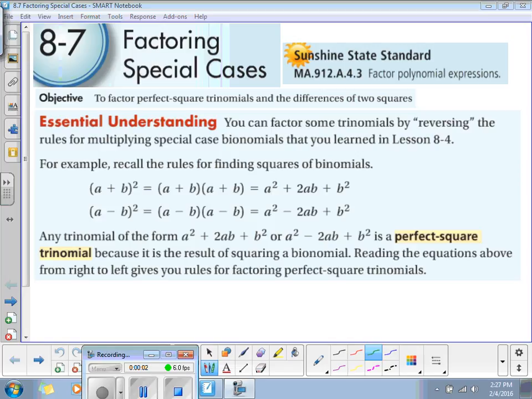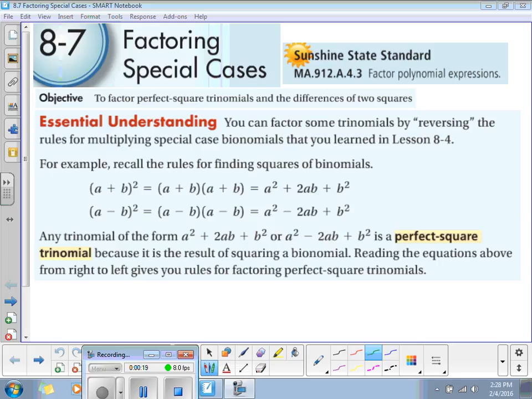Right, lesson 8.7 is factoring special cases. Okay, today you're going to factor some trinomials by reversing the rules for multiplying special case binomials that you learned in lesson 8.4. Okay?